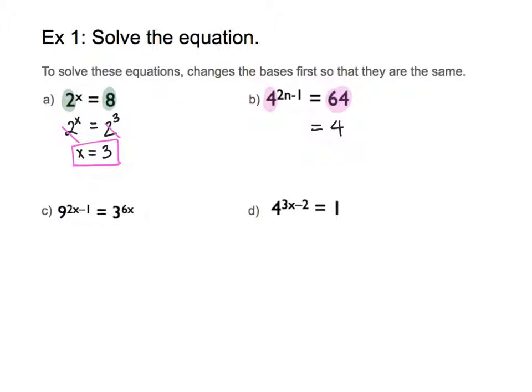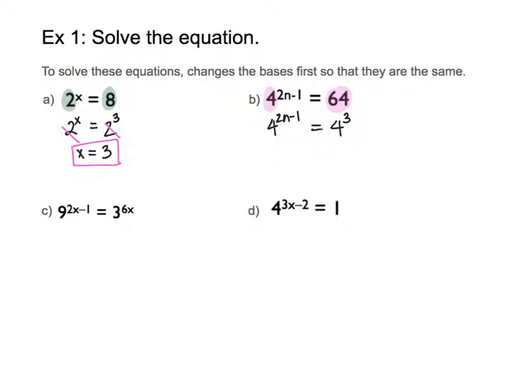Well, 4 times 4 gives you 16. 16 times 4 gives you 64. I multiplied 4 three times there. So it looks like 4 to the third power gives you 64. If you don't believe me, just grab a calculator and multiply 4 three times. Okay, the other side here is 4 to the 2n minus 1. I'm going to just drop that down because that's already a base of 4.